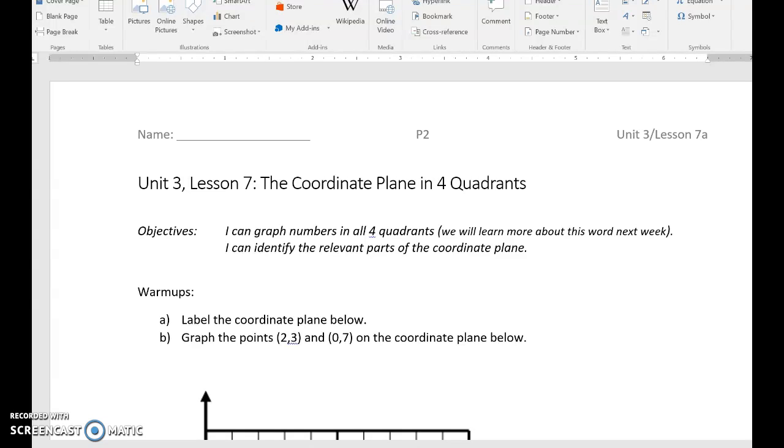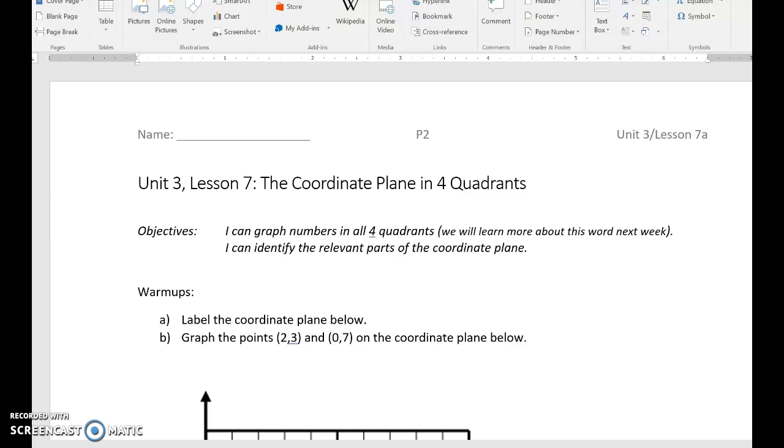Okay, guys, I know we did lesson 5, part 1 on Thursday, but today we're actually going to start on lesson 7, part 1. It has to do with the fact that some of you have workshop today, Friday, and some of you don't. So what we are going to do is just talk about the coordinate plane in 4 quadrants.